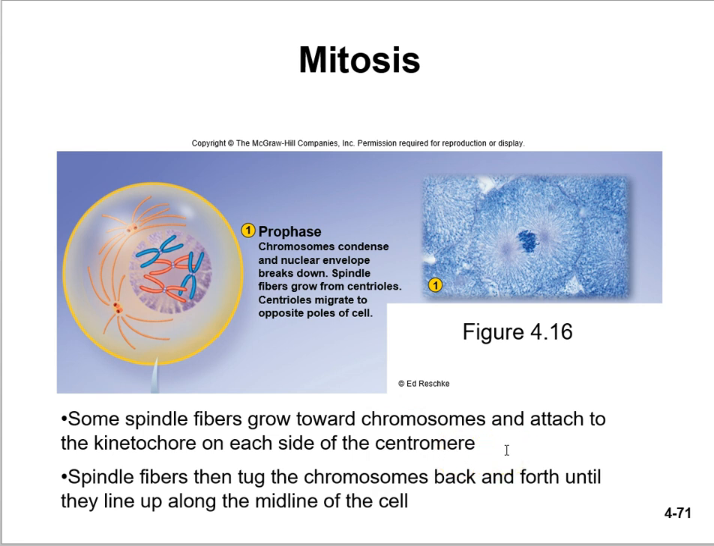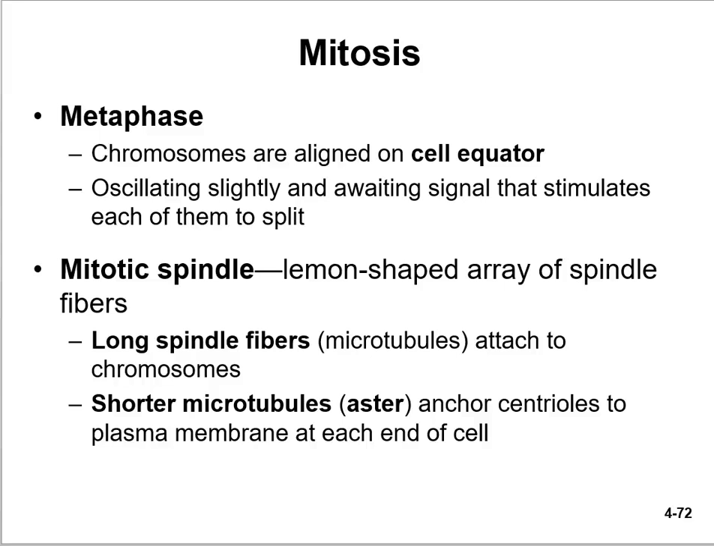Spindle fibers will begin then to tug the chromosomes back and forth until they line up in the middle of the cell. And when that happens, we know we have reached metaphase, because all those chromosomes will be lined up at the cell equator. They'll oscillate slightly and await the signal that stimulates each of them to split.